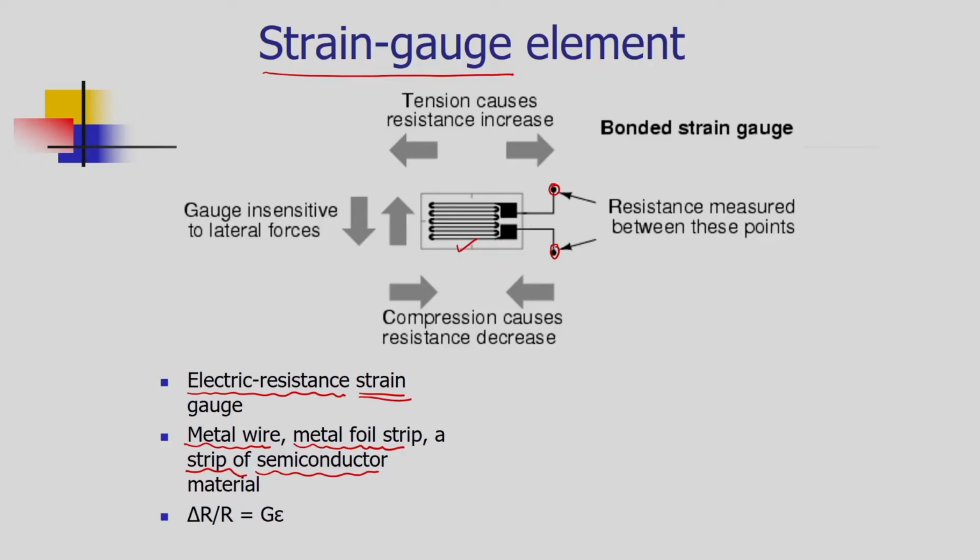So, as I said, the resistance is directly proportional to the strain. In strain gauge element, the ratio of change in resistance of the mechanical element to its original resistance is directly proportional to the strain that is developed in the mechanical element. So, I can write the change in resistance due to the strain to the original resistance is directly proportional to the strain, and the constant of proportionality is called the gauge factor.